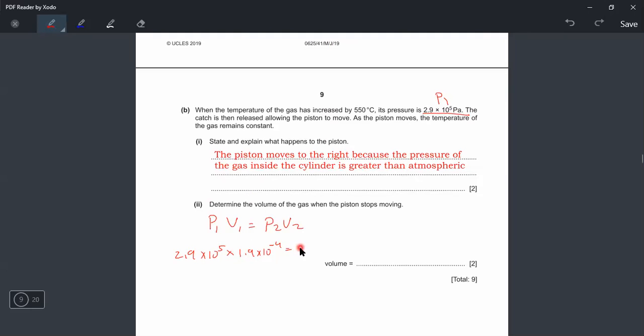Equals P2, which is atmospheric, because again, the piston expands until it stops moving. So 1 times 10 to the power of 5 times V2, which is what we're looking for. Remember, V2 is supposed to be greater than V1. So just work these out on your calculator. Let's plug them in now: 2.9 times 10 to the power of 5 times 1.9 times 10 to the power of -4, divided by 1 times 10 to the power of 5. This gives me a nice 5.51 times 10 to the power of -4, and the unit is obviously meter cubed.